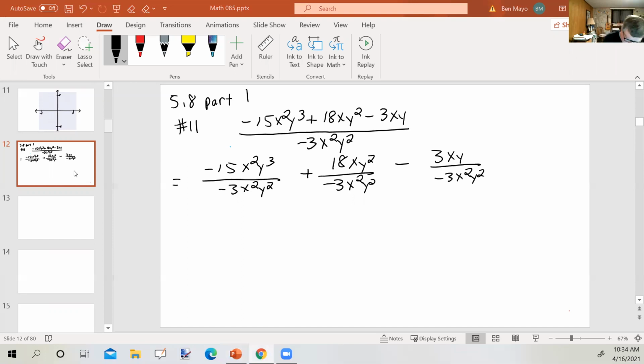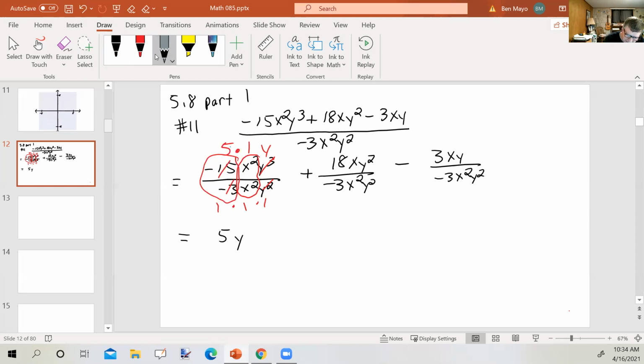Okay, so the first fraction, negative 15 divided by negative 3 reduces down to 5 over 1. X squared divided by x squared reduces down to either x to the 0 power, which is equal to 1, or just plain old 1. We'll just go with plain old 1. And then y cubed divided by y squared would be y to the 3 minus 2 power, or y to the 1 power, or just y over 1. So that first term becomes 5y.